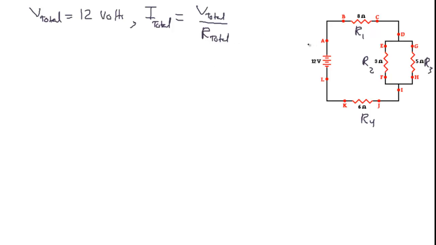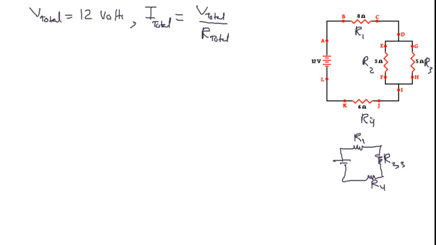Now let's analyze the circuit in order to find the total resistance. As we mentioned, we have the 8 ohm connected in series to the 6 ohms. R1 and R4 are connected in series, and both of them are connected in series to the equivalent of R2 and R3. So we can change the circuit to R1, then R equivalent, and then R4. This will be R1, this will be R equivalent of 2 and 3, and then this will be R4.